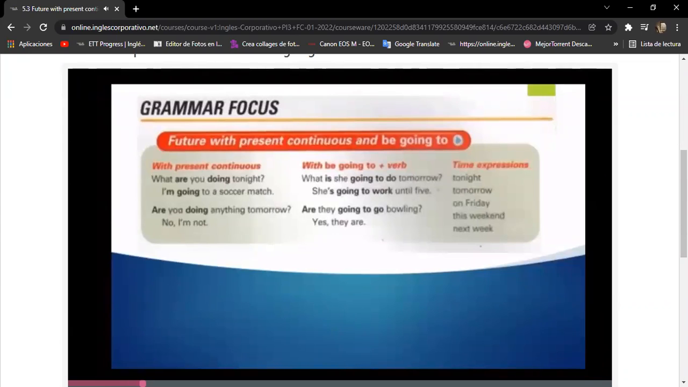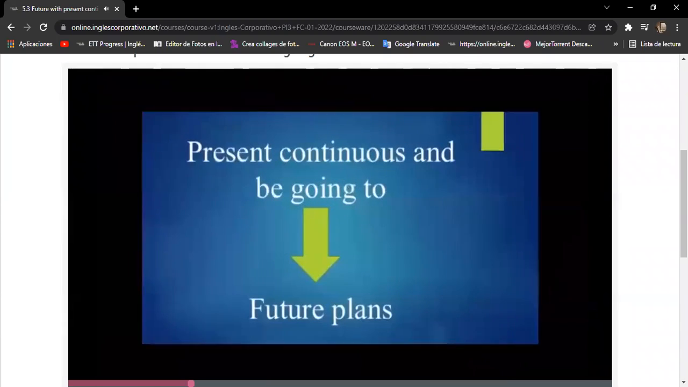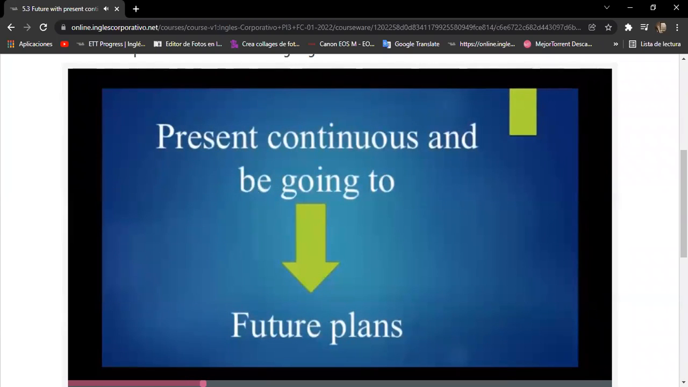With present continuous. What are you doing tonight? I'm going to a soccer match. Are you doing anything tomorrow? No, I'm not. With be going to plus verb. What is she going to do tomorrow? She's going to work until 5. Are they going to go bowling? Yes, they are.